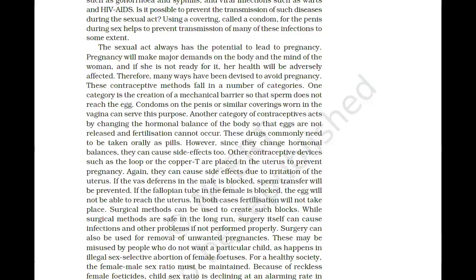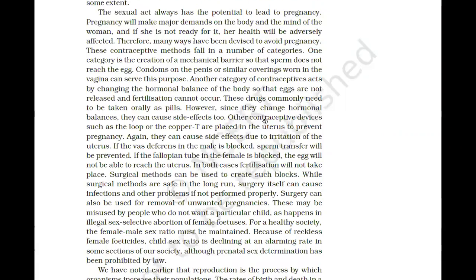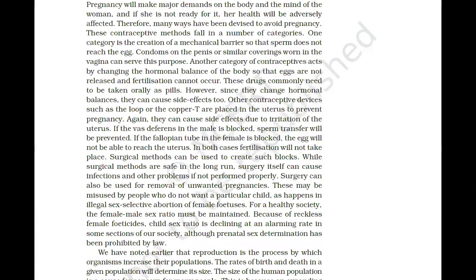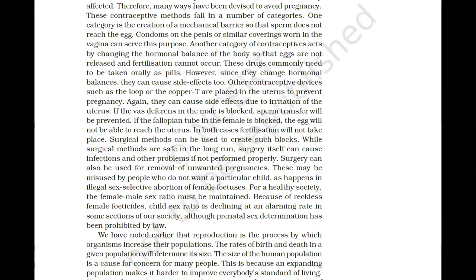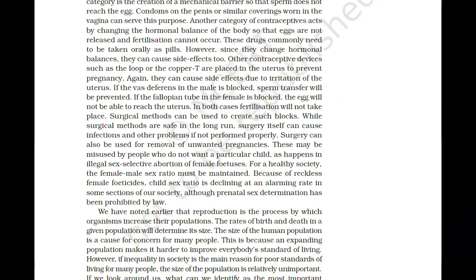One category is the creation of a mechanical barrier so that sperm doesn't reach the egg. Condoms on the penis and similar coverings worn in the vagina can serve this purpose. Another category of contraceptives acts by changing the hormonal balance of the body so that eggs are not released and fertilization cannot occur. These drugs commonly need to be taken orally as pills. However, since they change hormonal balances, they can also cause side effects. Other contraceptive devices such as the loop or the copper T are placed in the uterus to prevent pregnancy. Again, they can cause side effects due to the irritation of the uterus.